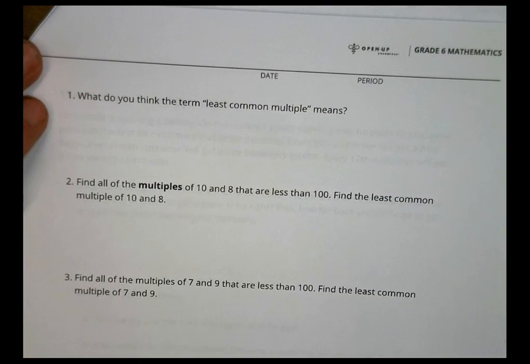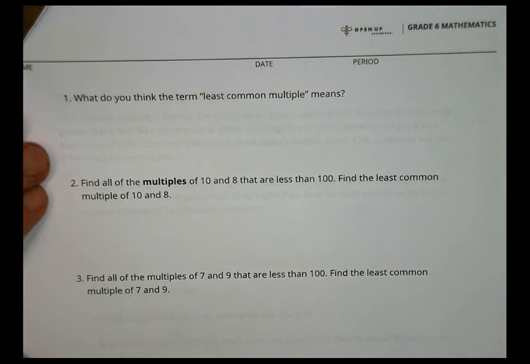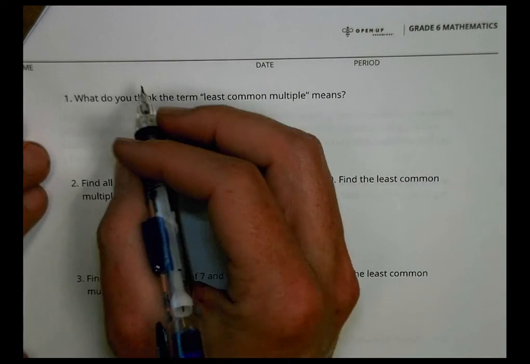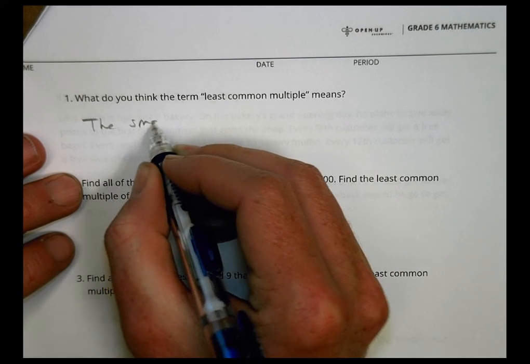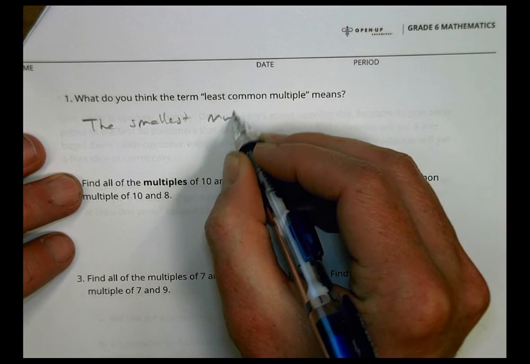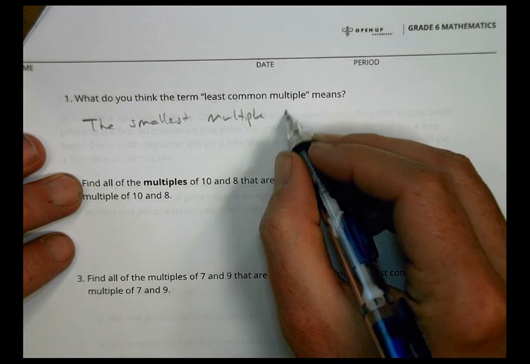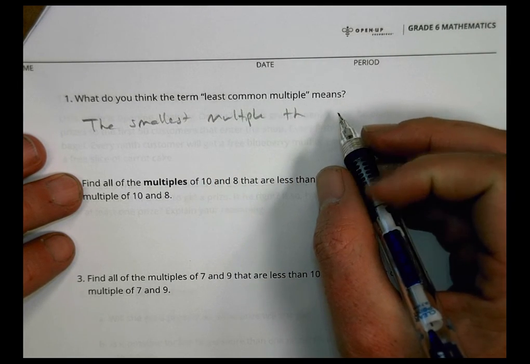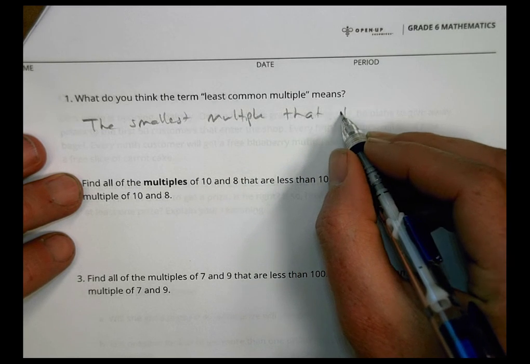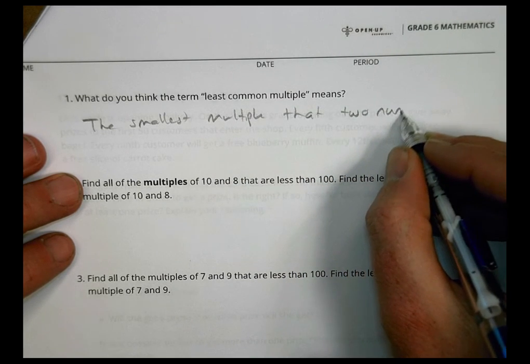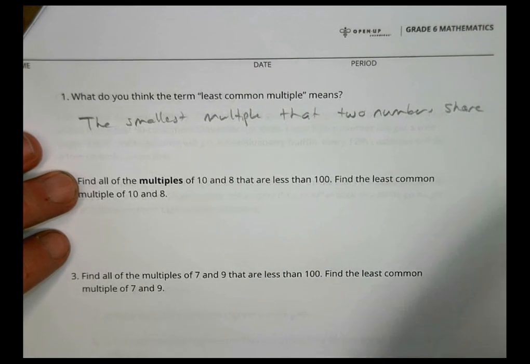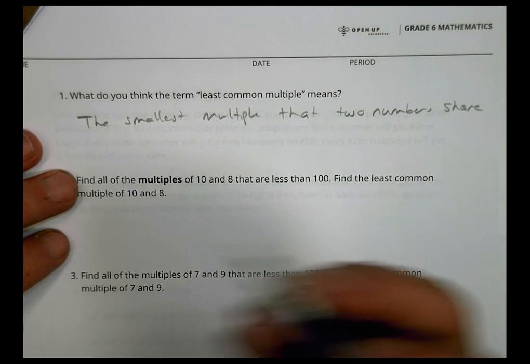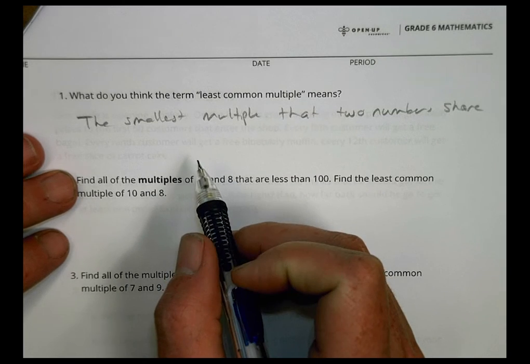What do you think the term least common multiple means? So write down what you think it means. And the idea is that the least common multiple is the smallest multiple that 2 or more numbers share. Okay, so with the 6 and the 8, the smallest number they both shared was a 24.